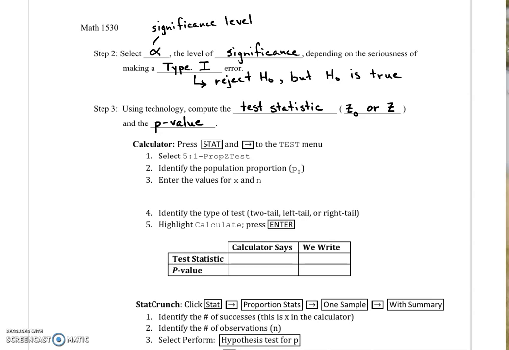So on the calculator, you're going to press stat and then use the right arrow key to go to the test menu. And for proportion, you want 1 prop z test. Now, you can help remember this by prop stands for proportion, and we're testing a proportion. And the test is short for hypothesis test.